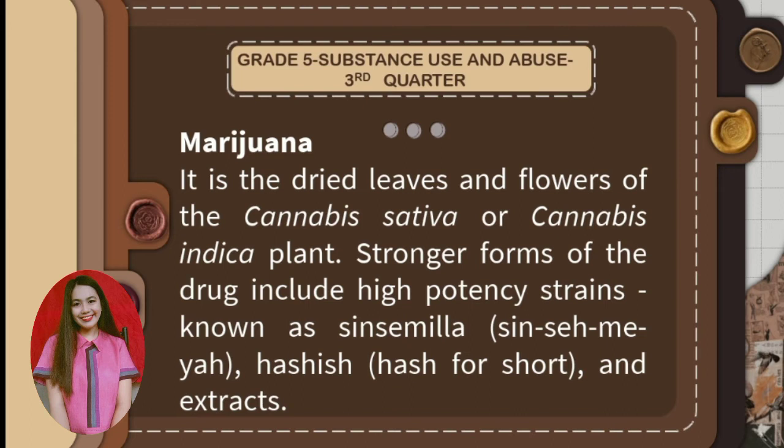Of the more than 500 chemicals in marijuana, delta-9 tetrahydrocannabinol, known as THC, is responsible for many of the drug's psychotropic or mind-altering effects. It's this chemical that distorts how the mind perceives the world. In other words, it's what makes a person high.